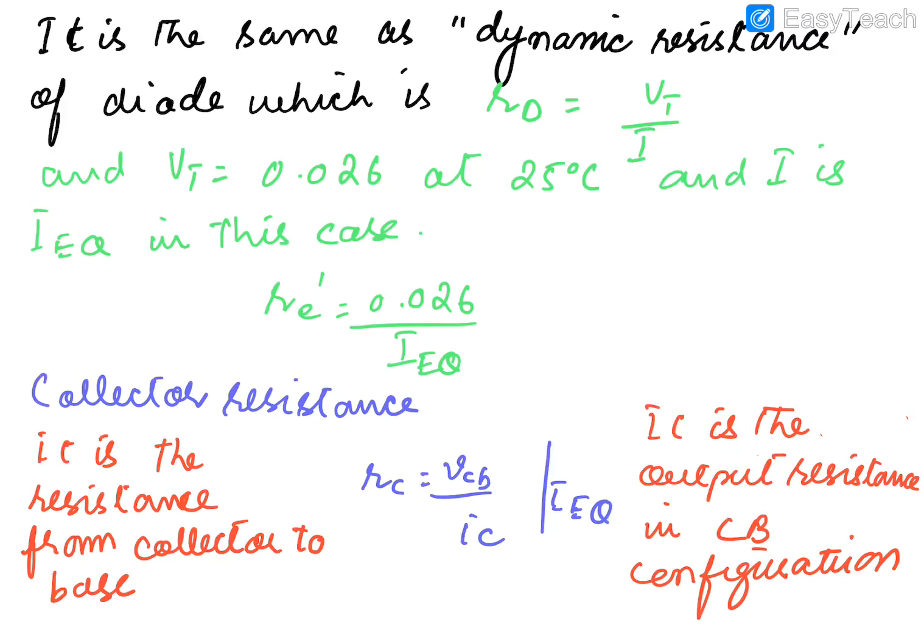Next is collector resistance, RC dash. This is basically equal to the change in collector to base voltage divided by the change in collector current at a fixed value of IE. It is the resistance from collector to base, and it is also the output resistance in the case of common base configuration, because in common base configuration we take the output at the collector base terminal. So this is basically the resistance from collector to base terminal, and it is the same as the output resistance in common base configuration.